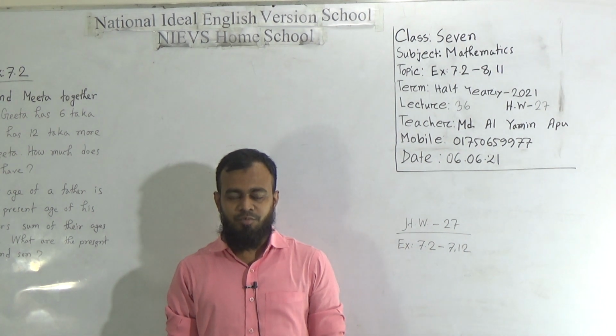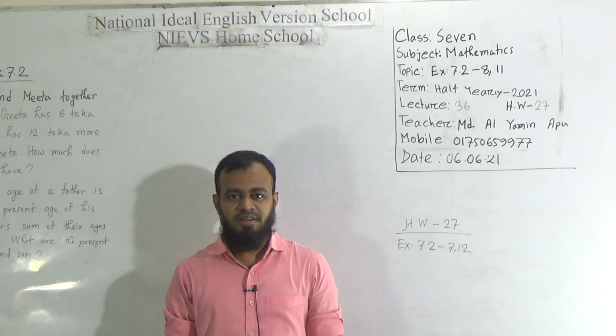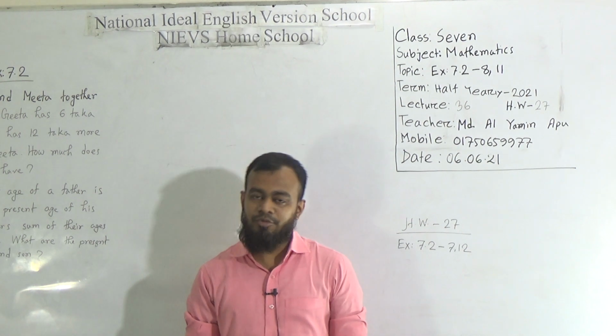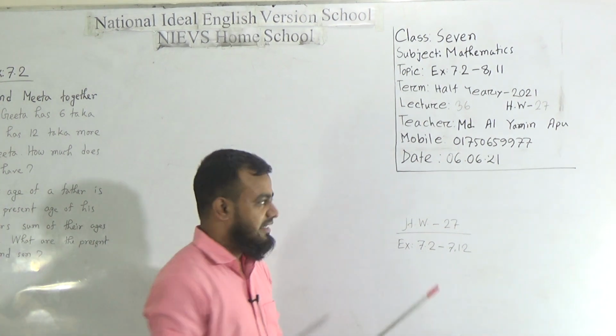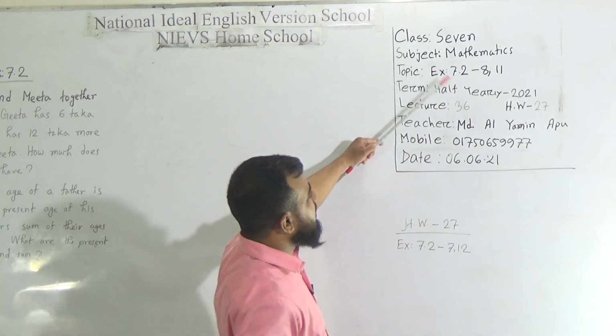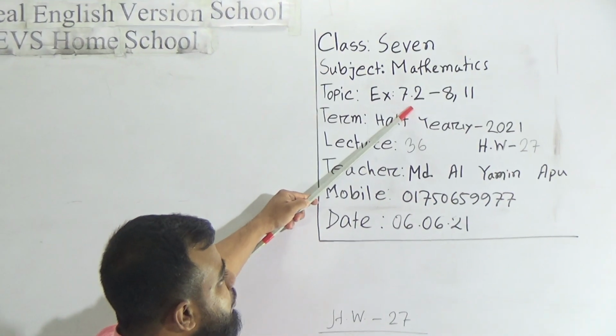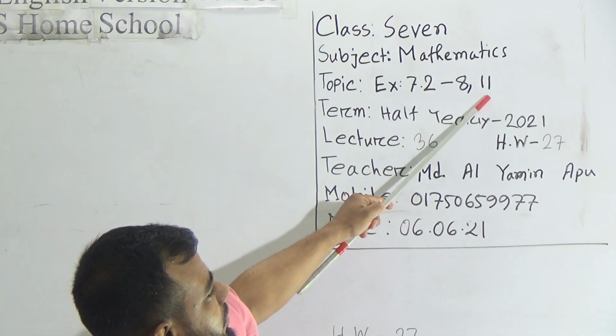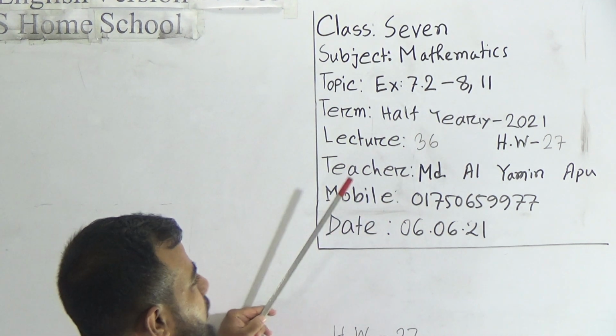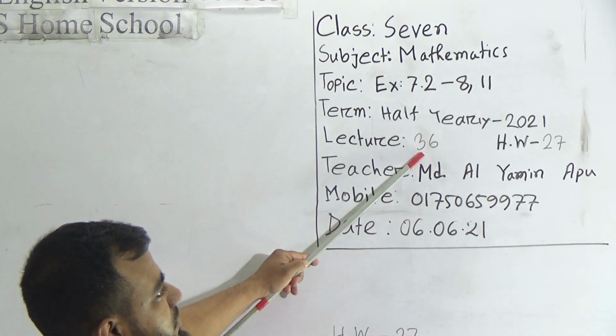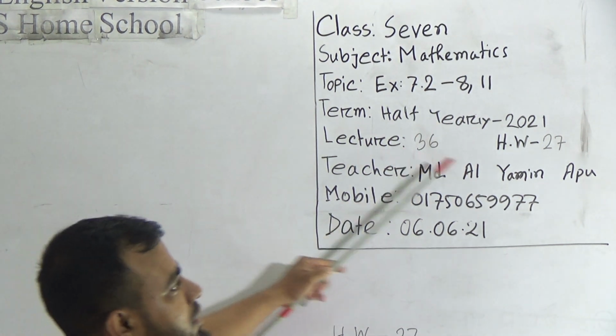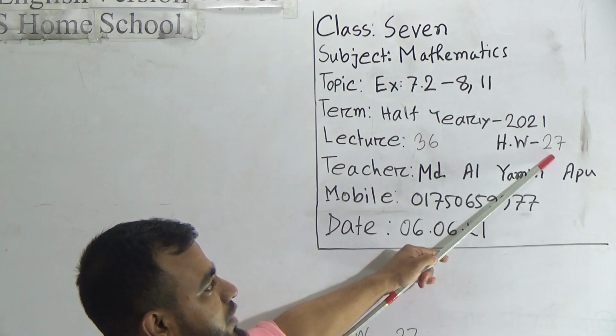I am Muhammad Yamin Apu, an assistant teacher of mathematics, National Ideal English National School morning shift. Dear students, I am going to take a math class today for the students of class 7. Our topic today is exercise 7.2, question number 8 and question number 11. Two questions we will solve today. Your lecture number is 36 for the half yearly examination, and you have a homework. Your homework number is 27.